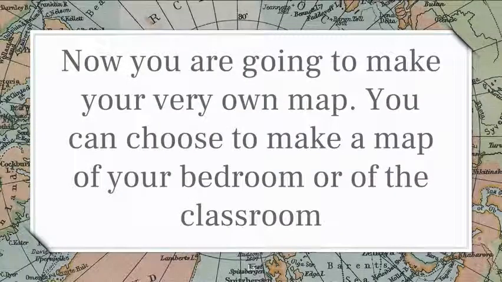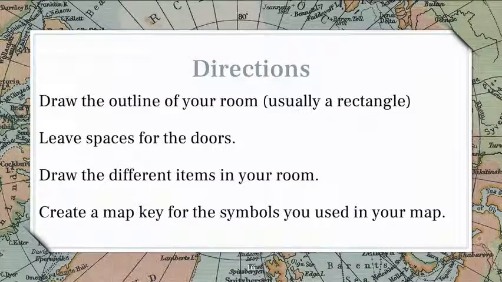You are going to make your very own map. You can choose to make a map of your bedroom or of the classroom. These are the directions for the assignment. First, I want you to draw the outline of your room. Usually this is a rectangle. We usually don't have circular rooms or rooms that are in the shape of an oval. Usually the walls around our room are pretty straight, so drawing a rectangle will be best.